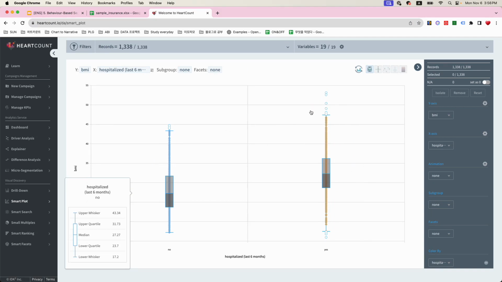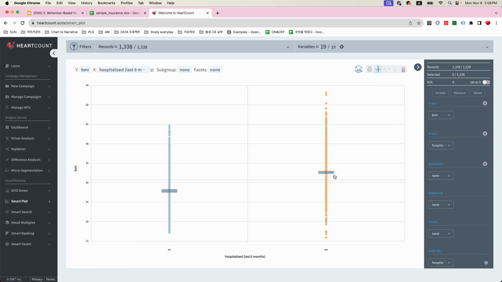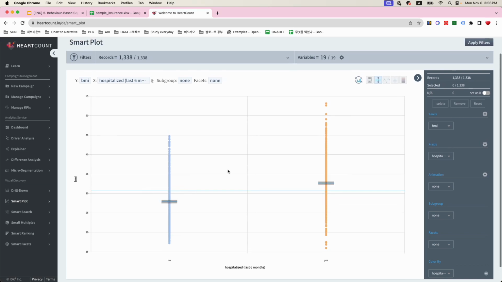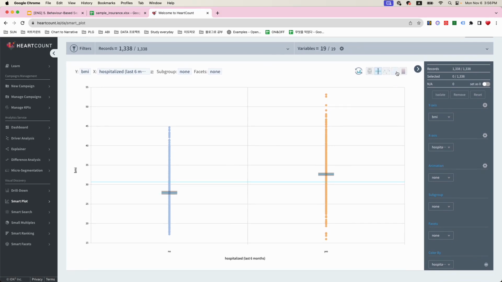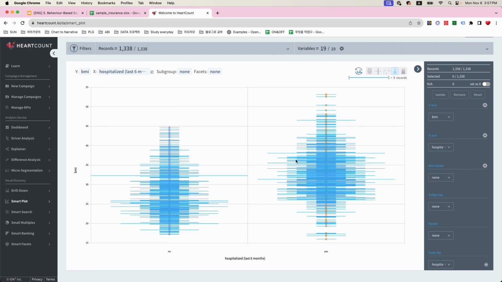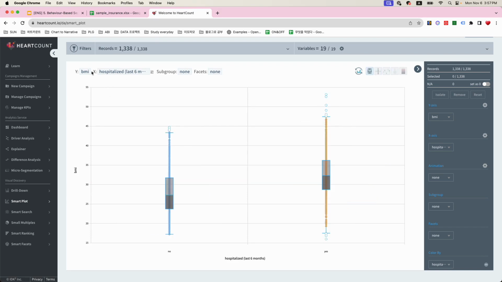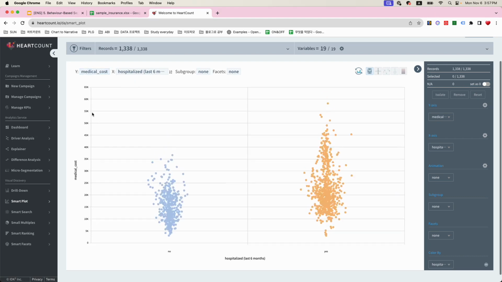A quick way to determine significance is by checking if the 95% confidence intervals here overlap. But if they don't, it implies a statistically significant difference. Moreover, when we look at the distribution, possibly in a violin chart format, we can visually confirm that those hospitalized recently tend to have a higher BMI. And similarly, we can conduct analysis on medical costs as well.